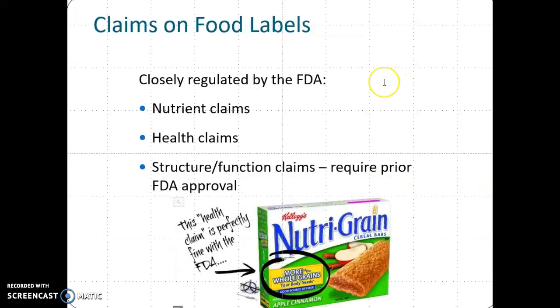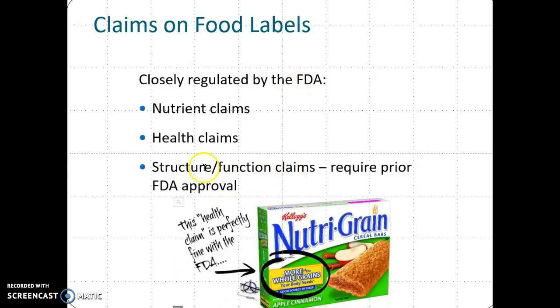Next thing is that the FDA keeps track of what you can claim on your label. So you'll see here, a lot of times you'll notice more whole grains or low in sodium. These are nutrient claims or health claims. A nutrient claim will say high in fiber or low in sodium. A health claim will say something like lowers cholesterol or heart healthy. So those are two claims that the FDA regulates.